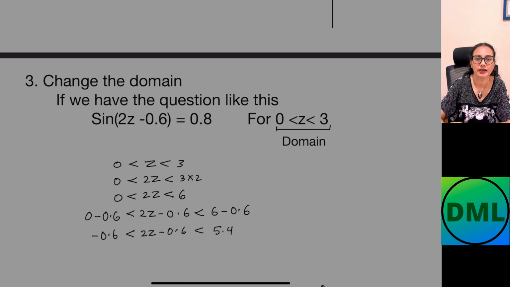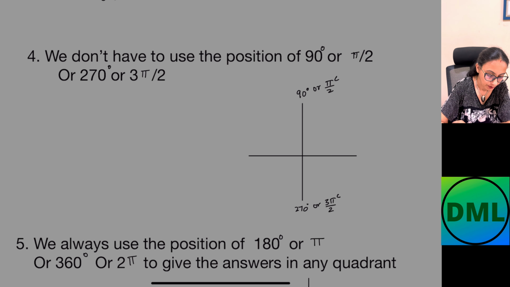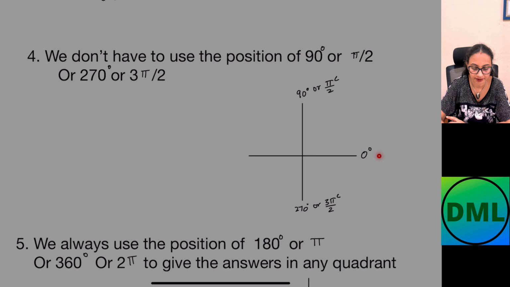The next thing which we have to take care of is that we do not have to use the positions of 90 degree or pi by 2 radian, or 270 degree or 3 pi by 2 radian. What are these positions? These positions are this position and this position. We are starting from 0 degree, then 90 degree, then 180 degree, then 270 degree and again 360 degree. We are not going to use 90 degree or pi by 2 or 270 degree or 3 pi by 2 to write our answers. This time we have to be very careful with that.